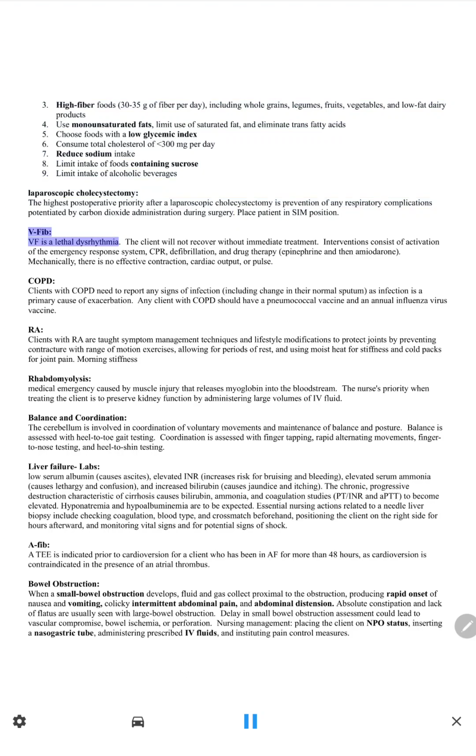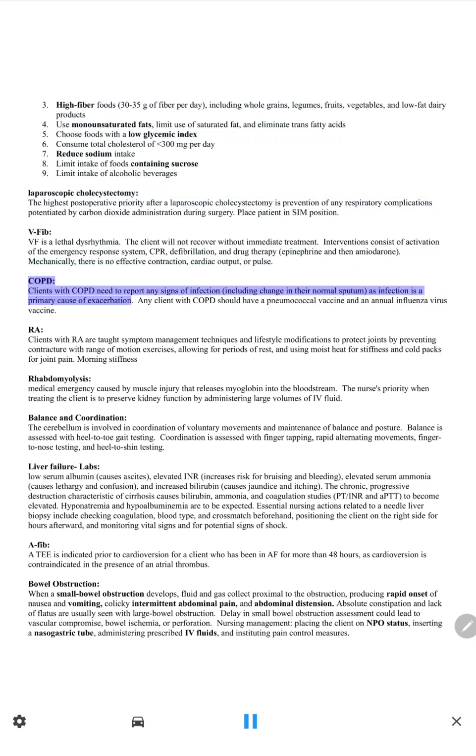VFib. VF is a lethal dysrhythmia. The client will not recover without immediate treatment. Interventions consist of activation of the emergency response system, CPR, defibrillation, and drug therapy, epinephrine and then amiodarone. Mechanically, there is no effective contraction, cardiac output, or pulse.